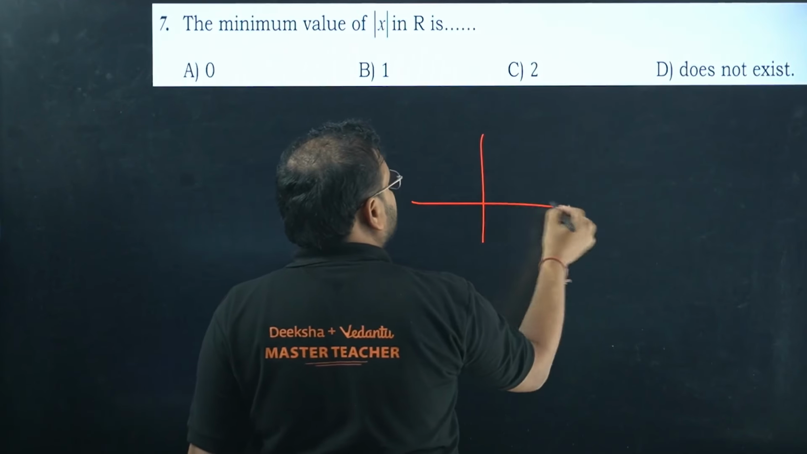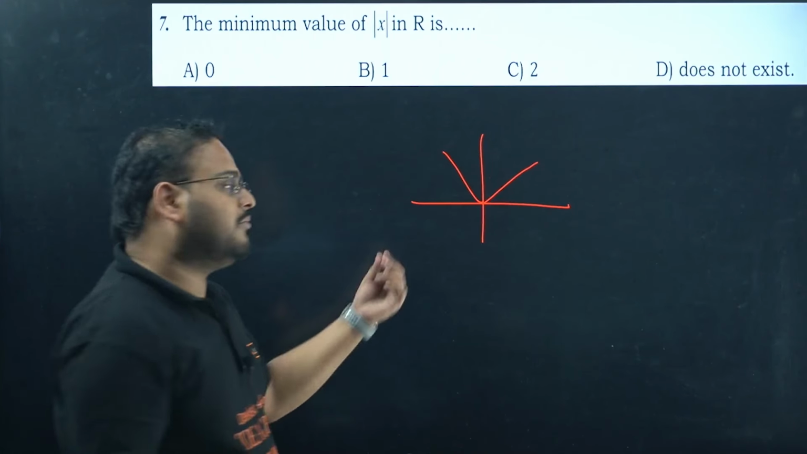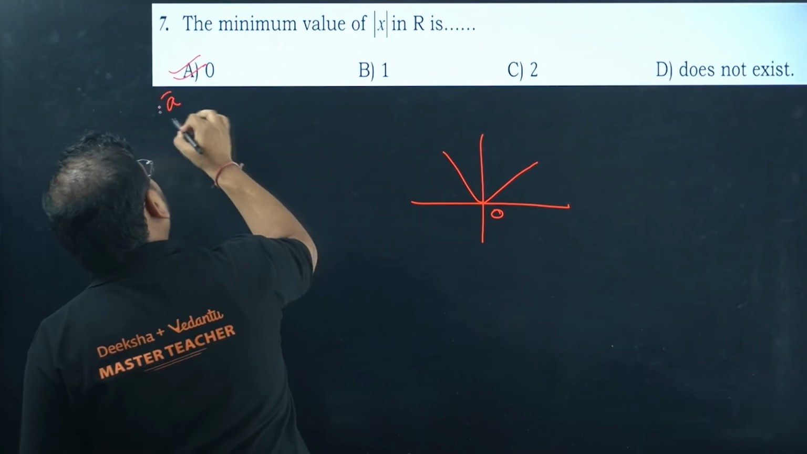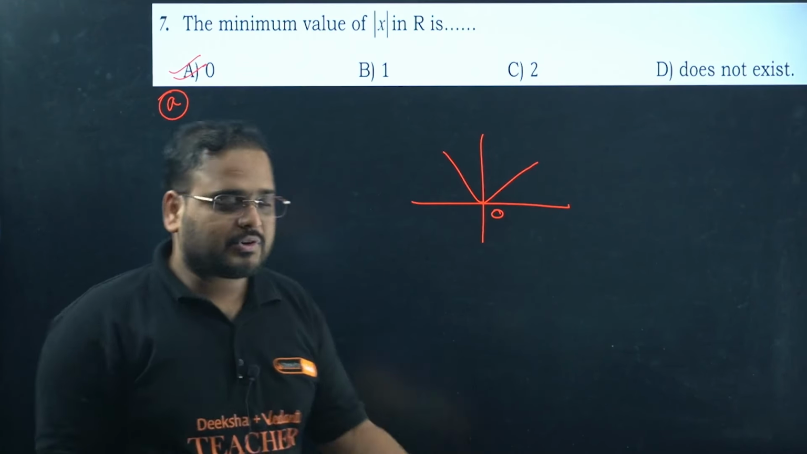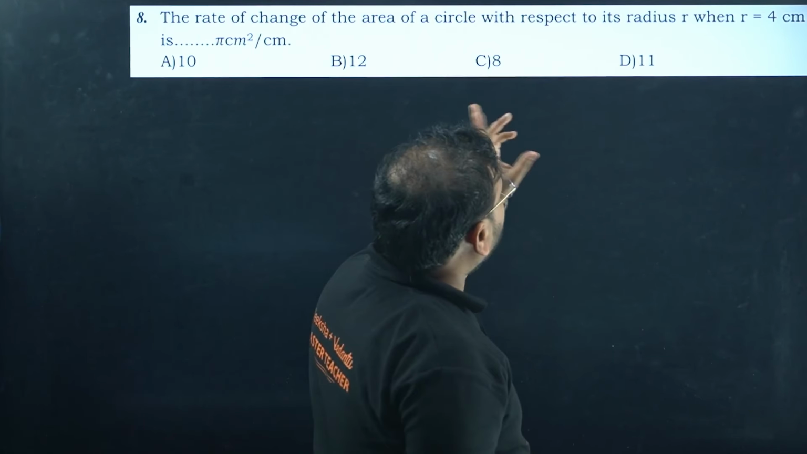Mod of x is all the value which is positive or 0, can never be negative. So minimum value will be this value. 0 is the answer, option A. Clear? Question number 8. The rate of change of the area of a circle with respect to its radius.